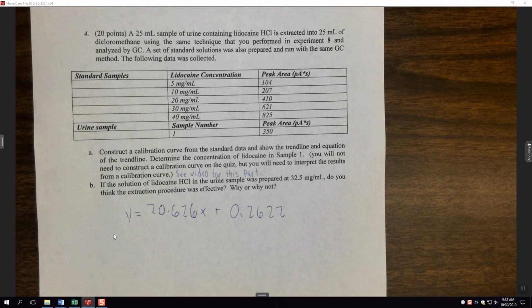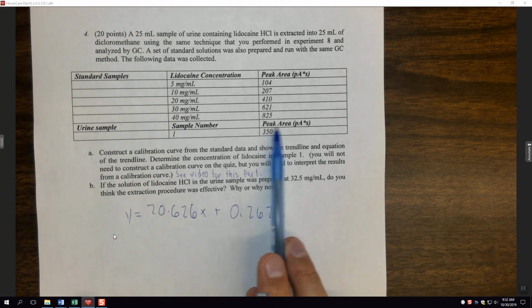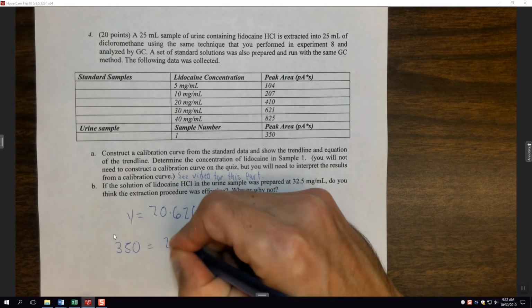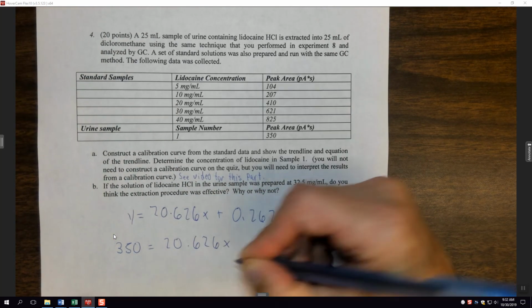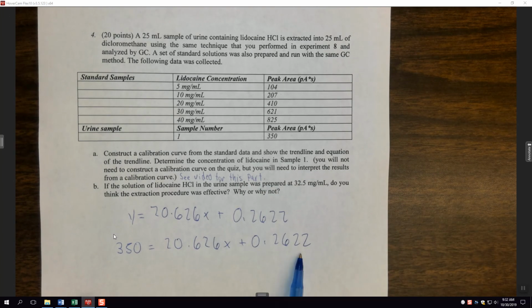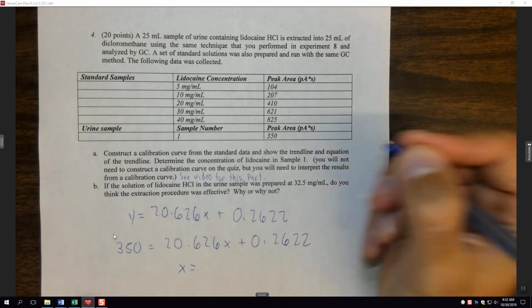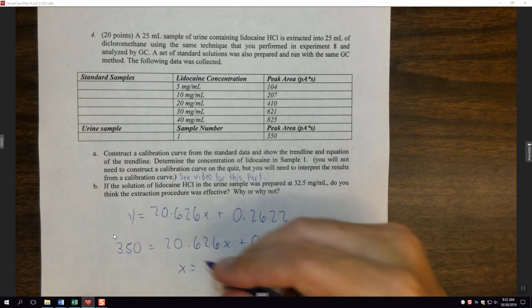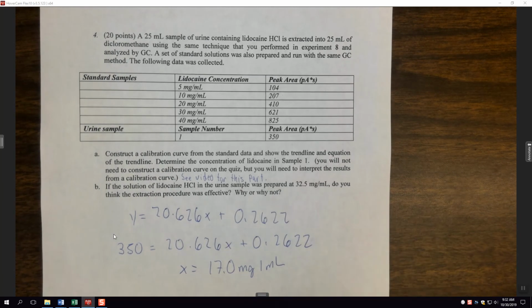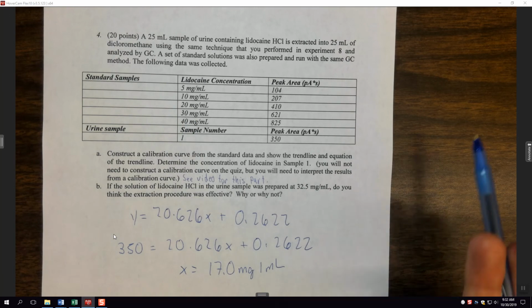So how are we going to do this? Well, what we're going to do is figure out the exact concentration. So this peak area is a y value. So I plug in 350 equals 20.626x plus 0.2622. Subtract 0.2622, divide by 20.626, and we find that x, or the unknown lidocaine concentration in the urine sample, is 17.0 milligrams per milliliter, which is exactly what we expected. Between 10 and 20, a little closer to 20.